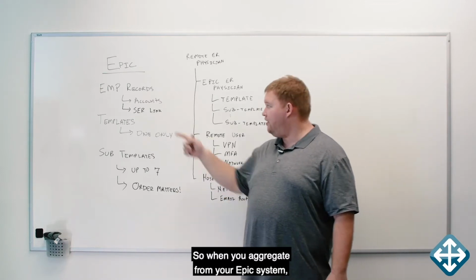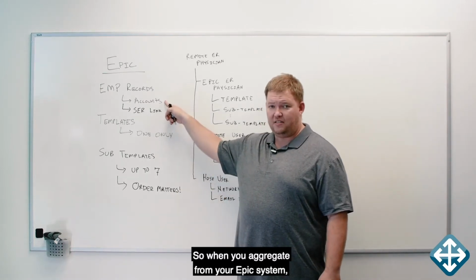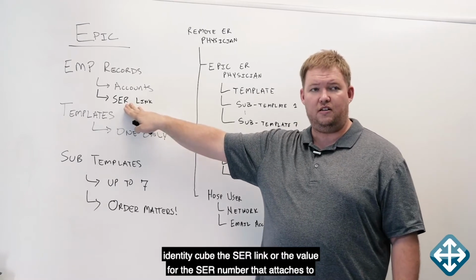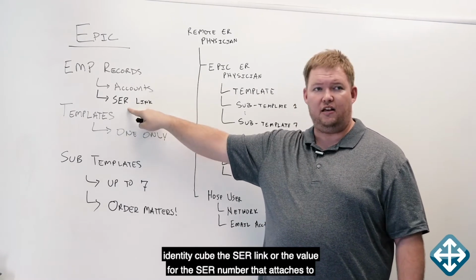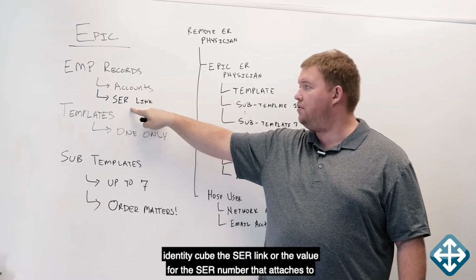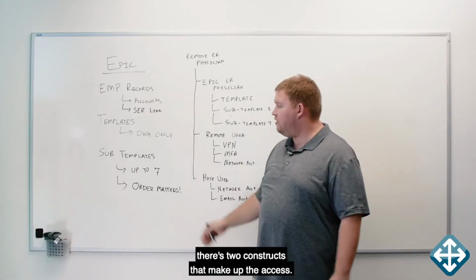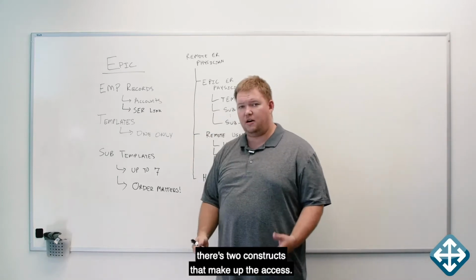So when you aggregate from your Epic system, one of the things to be very careful about is that you do need to store inside of your identity cube the SCR link, or the value for the SCR number that attaches to their EMP record. Once you have the EMP records, there are two constructs that make up the access.